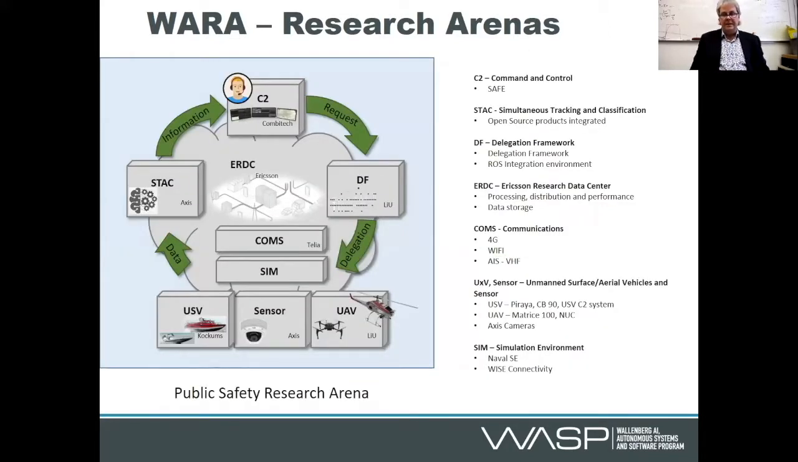This is just some additional information about the VARA public safety. So the different elements that it includes. Command and control involving humans that should decide which actions that are needed, partly by human decision making, partly by machine decision making. There is a delegation framework that decides who should do the different tasks. There are the unmanned vehicles, the airborne vehicles, there are the surface vehicles, sensors on these, cameras. There is simultaneous tracking, classification, situation awareness, and so on. And then everything that is needed, so to say, the infrastructure for this, and access to Ericsson Research Data Center in Lund, where a lot of the processing and storage of data is being done.